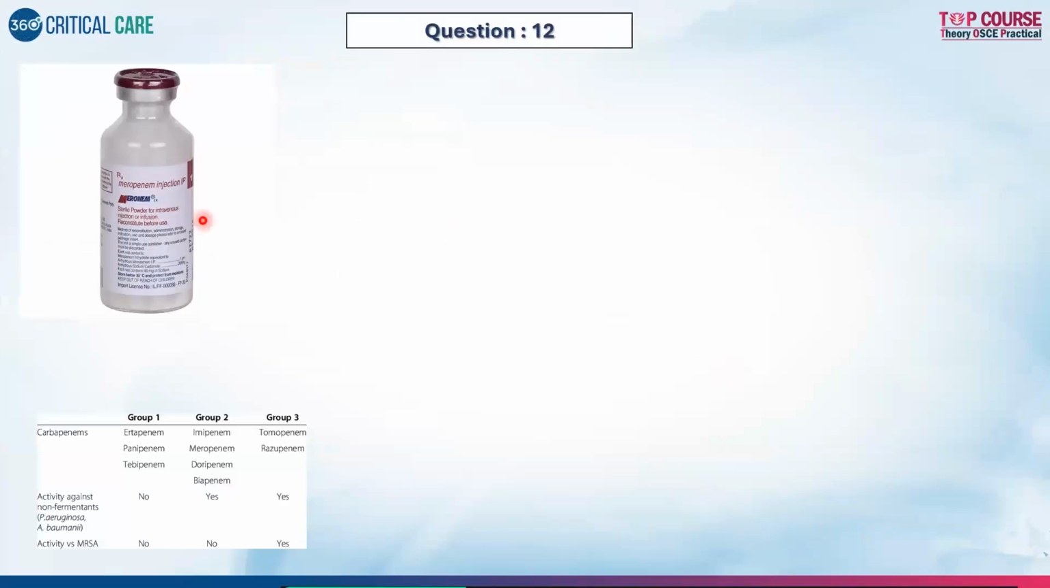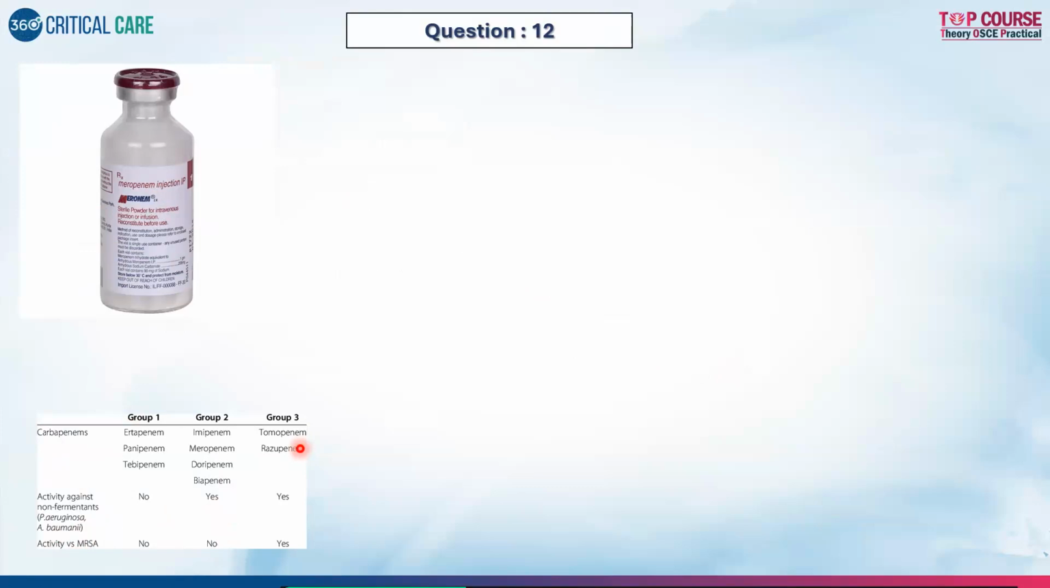So this is a vial of meropenem. All right. We know what is meropenem. Meropenem, which is the carbapenem group of drugs. Specifically, if you have to answer, it is a group 2 carbapenem. Okay. Group 2 carbapenem. What is the main clinch of group 2 carbapenem? They have activity against non-fermenters, but they have no activity against MRSA.